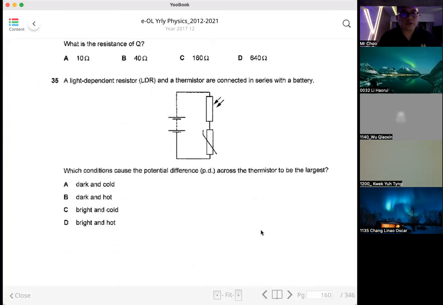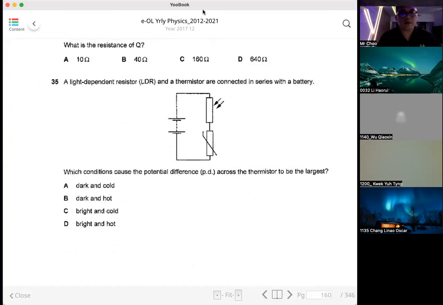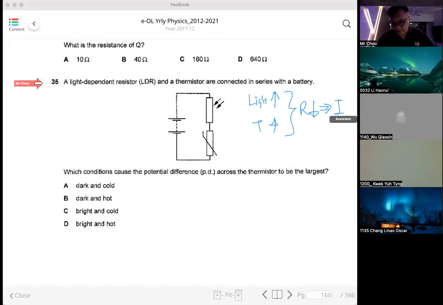Okay, let's do question 35. You may begin. Question 35. Okay, same thing for this. If the light goes up or the temperature goes up, both will give you a lower resistance that results in a higher current. Clear?